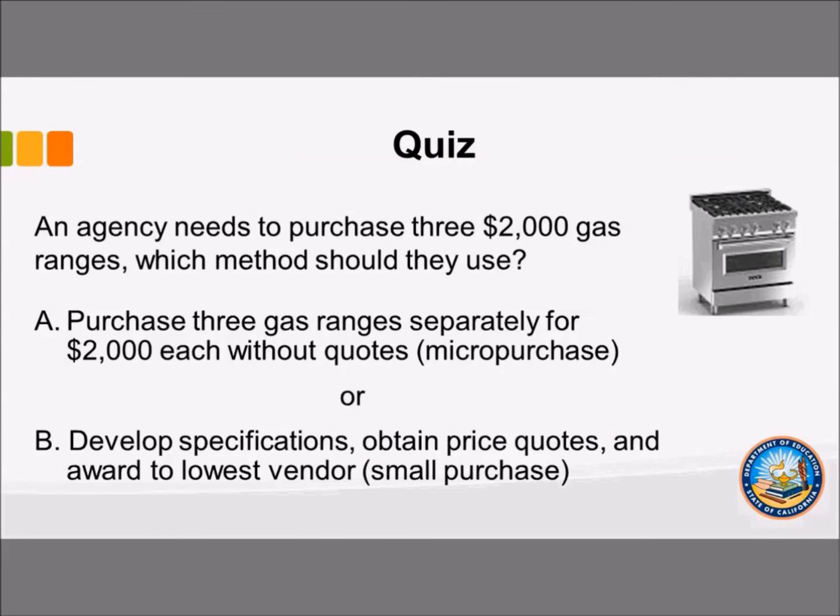It's time for a quiz. An agency needs to purchase 3 new gas ranges for 3 kitchen sites, and the cost for each one is about $2,000. How should they make this purchase? Should they, A, make a micropurchase by purchasing each gas range separately so their invoices are below the micropurchase threshold? Or B, follow the small purchase method and develop specifications, obtain price quotes, and choose the vendor with the lowest price item.